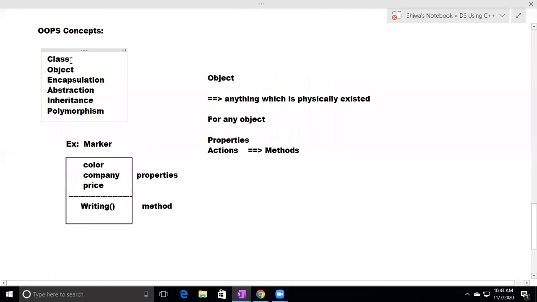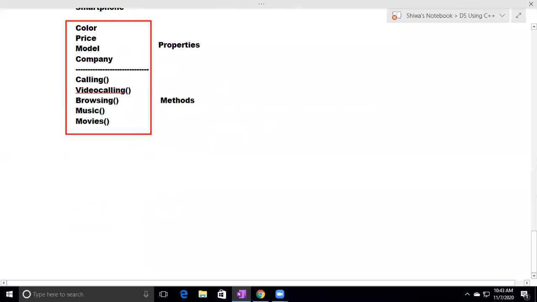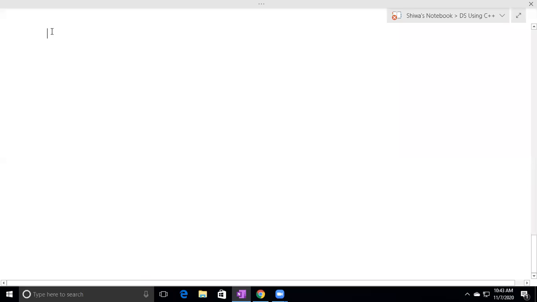Now see what is class. What are the OOPS concepts? Class, object, encapsulation, abstraction, inheritance, and polymorphism. These are called OOPS concepts. Among these, the first one is class. What is class? Observe here. Class is a user defined data type. We are defining our own data type here. You are defining class means you are defining your own data type.